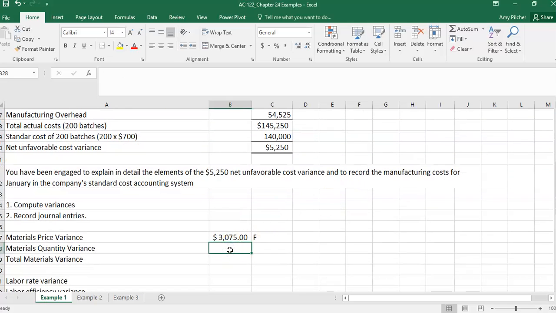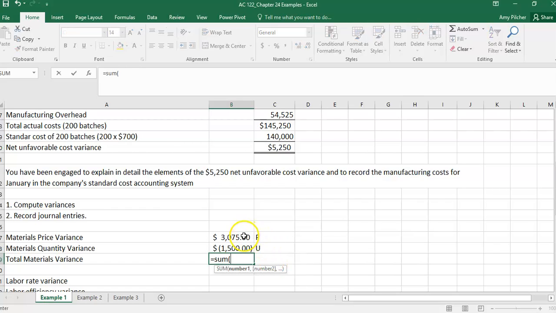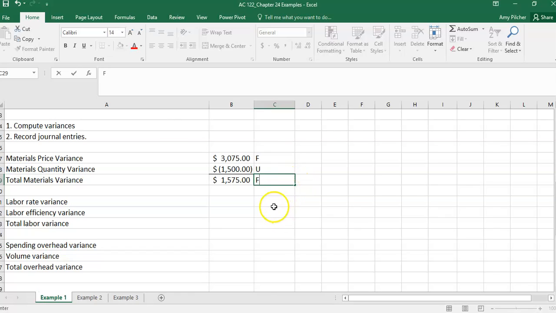So we take the difference, what we plan to use minus what we actually used, times our budgeted cost of 60 cents per pound. So our materials quantity variance is $1,500, unfavorable. We used 2,500 more pounds than we had budgeted for our level of production. Our total materials variance is the sum of these two added together. Overall, it's a positive variance, because of that 3 cents a pound savings. In general, we had a positive materials variance.